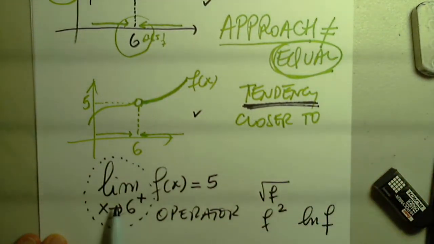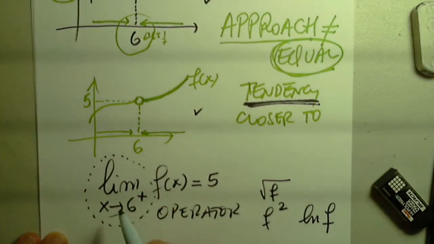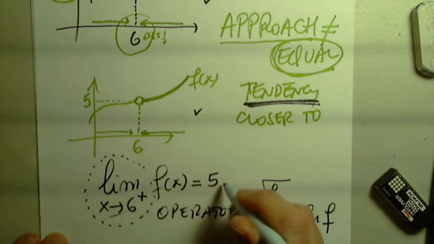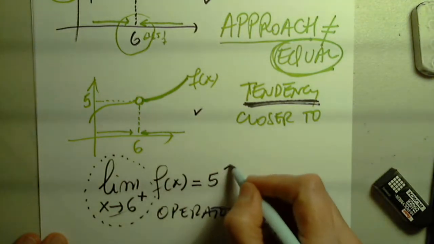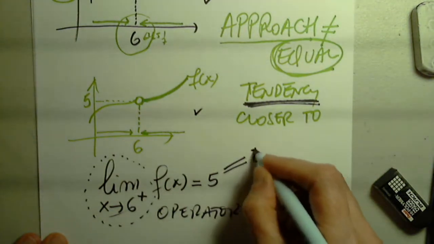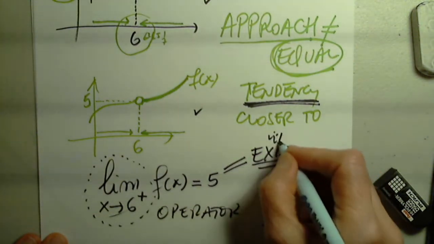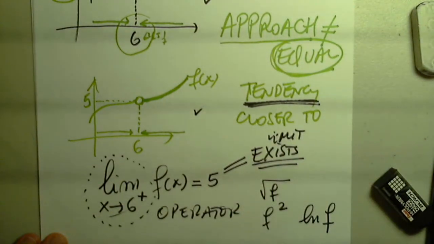So this says that the limit of the function as x approaches 6 from the right is a number, 5. If this is a number, we say that the limit exists.